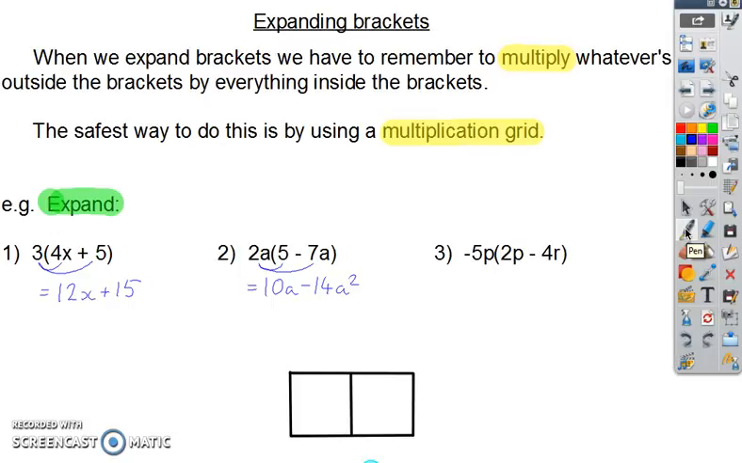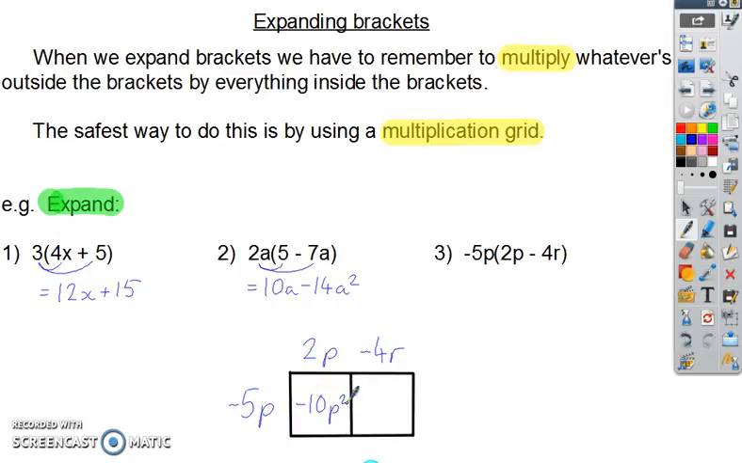Alright then, question 3. We've got minus 5p times (2p minus 4r). A little bit more complicated piece of algebra here. Now then, minus 5p times 2p. Minus 5 times 2 is minus 10. And p times p, that's our p squared.